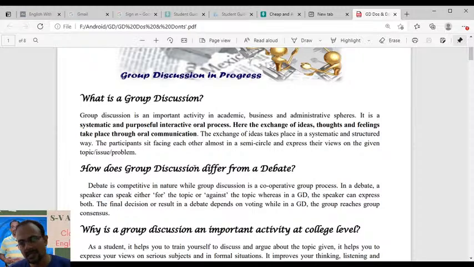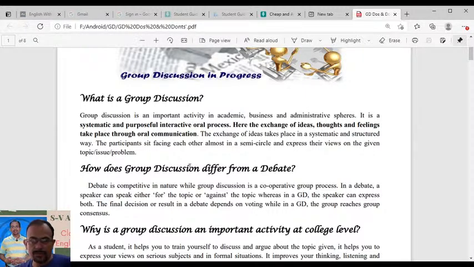So group discussion basically is, as you can understand from the name, a discussion in a group. There will be a topic given to the group, and the group has to discuss the topic. One camera will be installed in that particular room, and the evaluators, or you can say the jury, or the judges, will observe you from another room on the video, through the camera. So this is the formality of group discussion, and what it is all about.